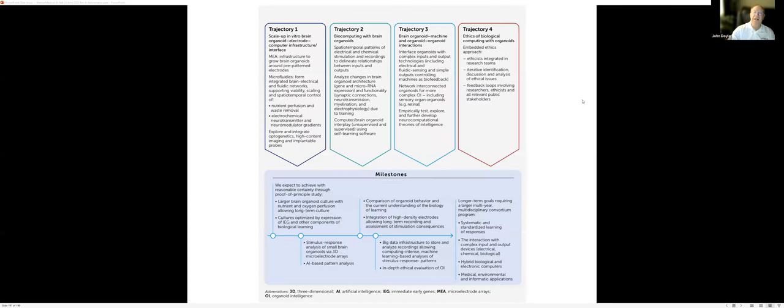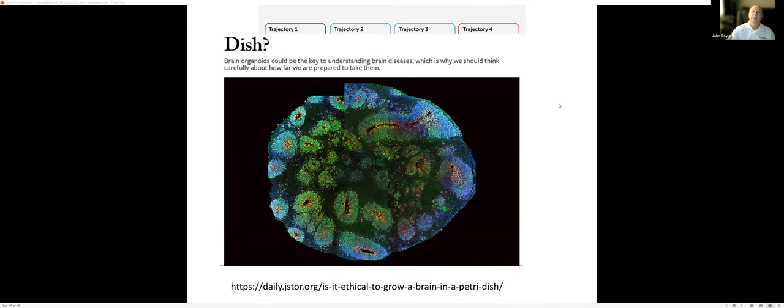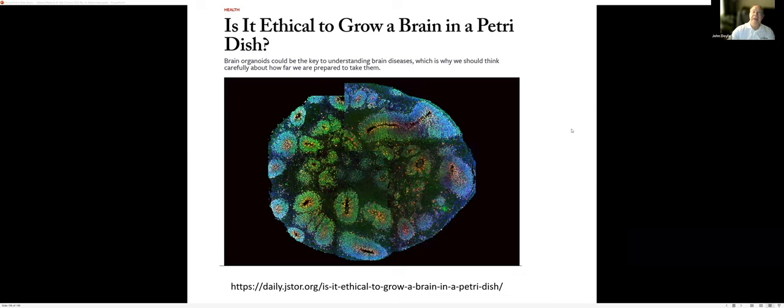They offer a detailed analysis of what they think is the future in terms of various kinds of trajectories, and with emphasis, again, on the ethical issues. They want ethicists integrated into the research teams, and no doubt this will be an interesting domain of the future. So is it ethical to grow a brain in a petri dish? This is a new domain that I'm introducing to you now. It's basically less than 10 years old, and we're going to see more and more technology based on that.